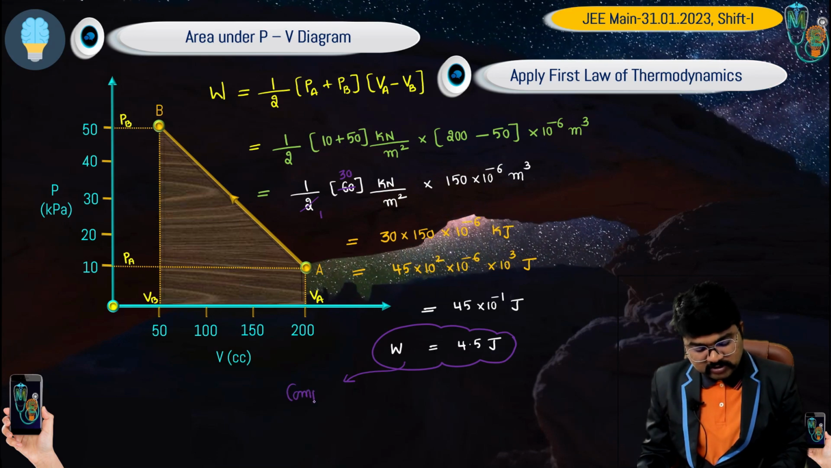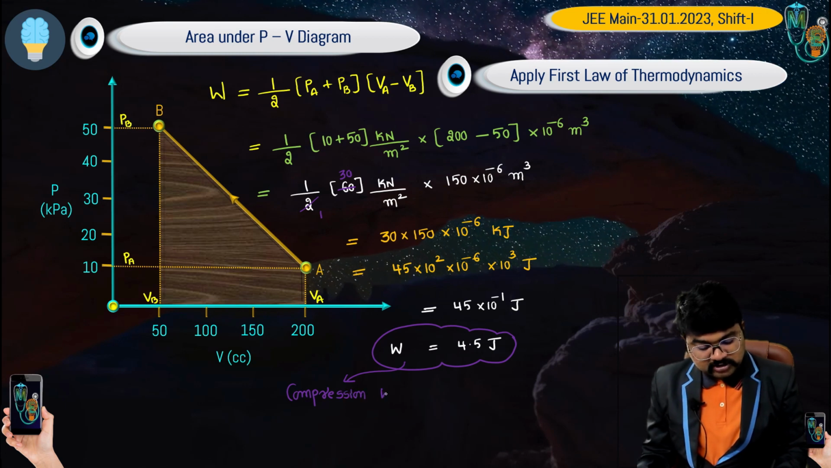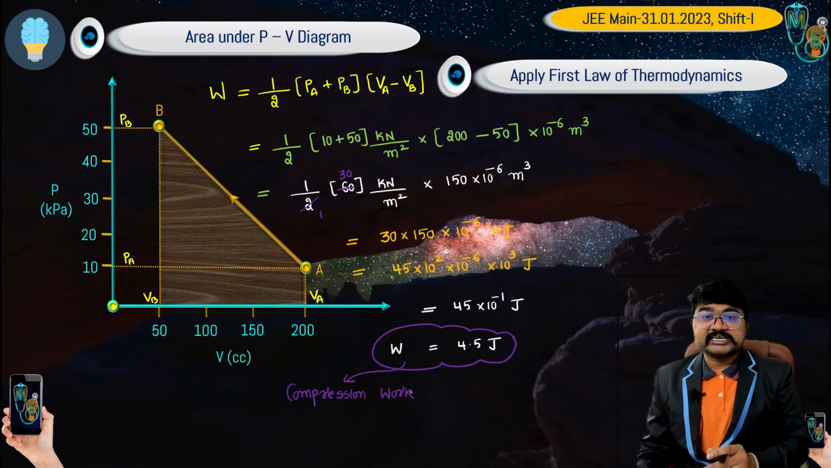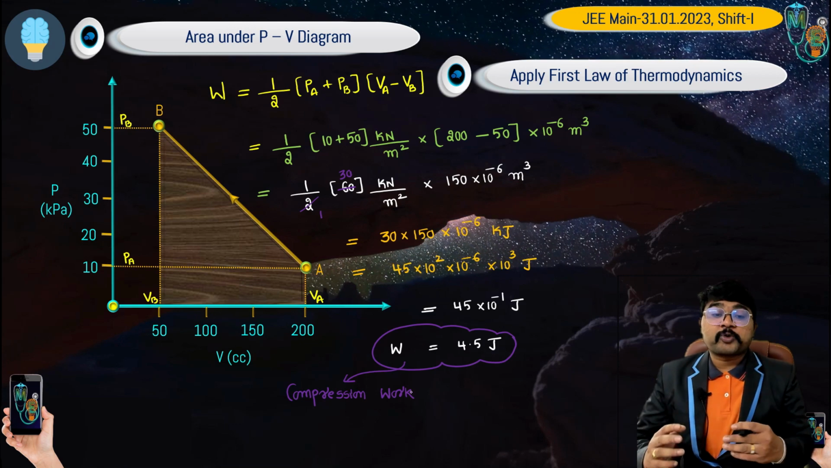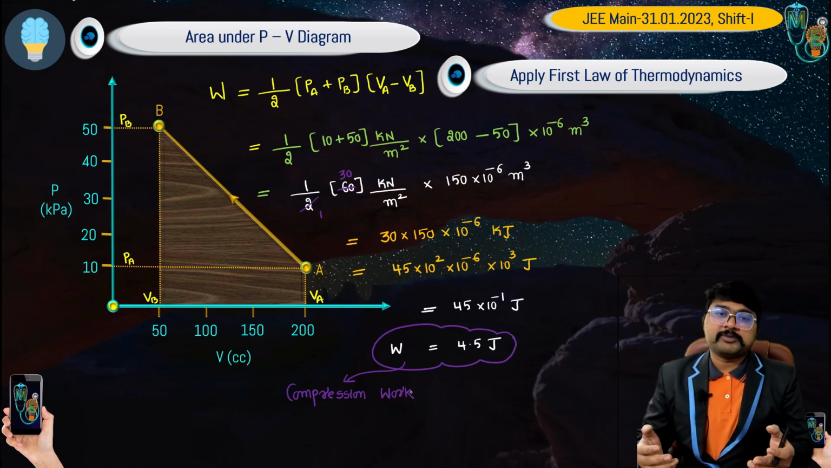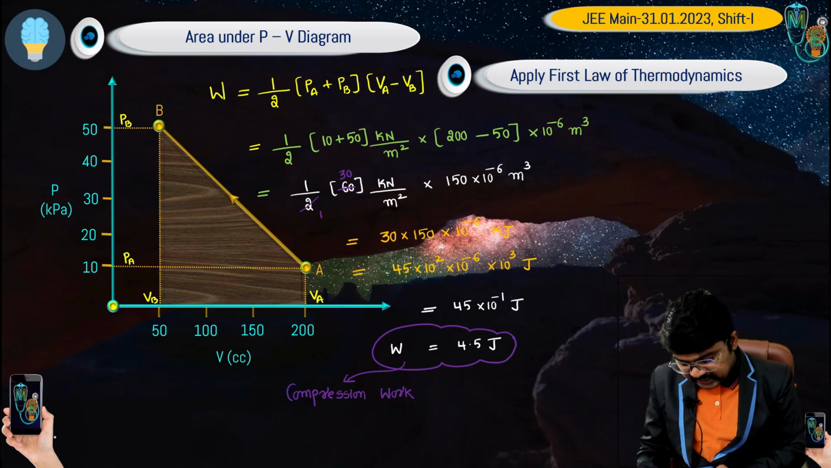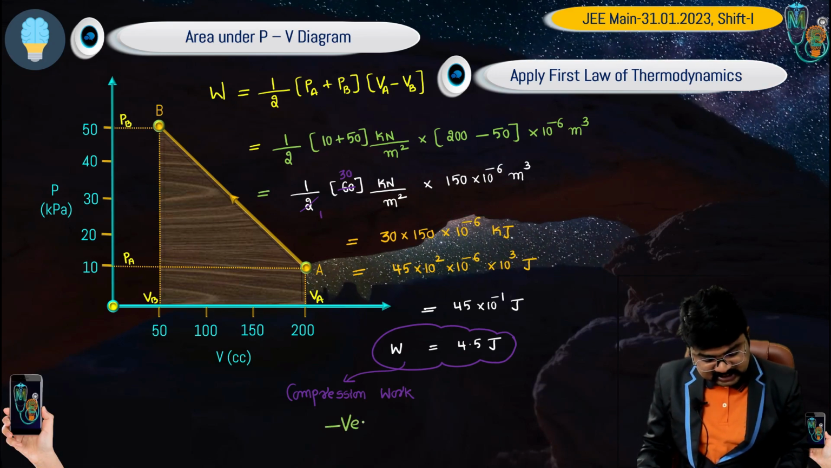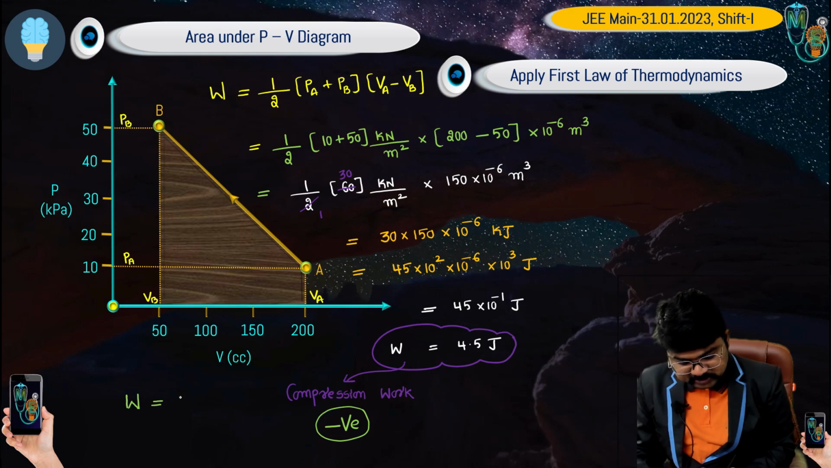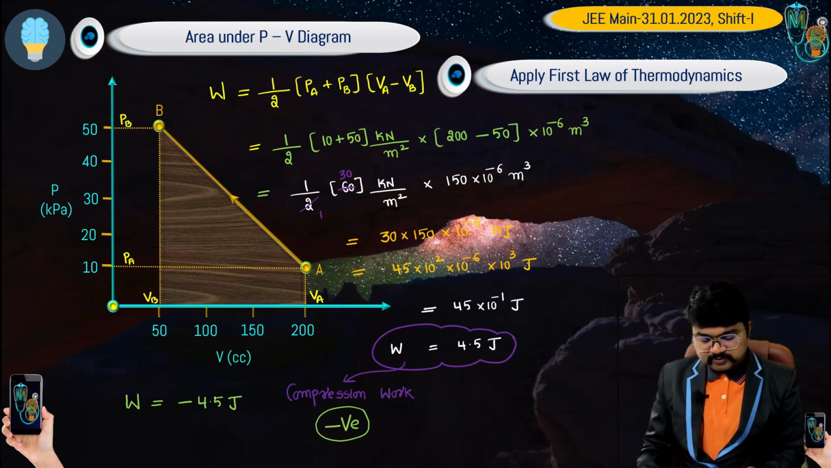Compression work assumed to be what? Sign convention. This is the magnitude. In compression, pressure increases and volume decreases. We need to provide the work; compression is a power consuming process. Work done on the system is negative, so W equals minus 4.5 joule.